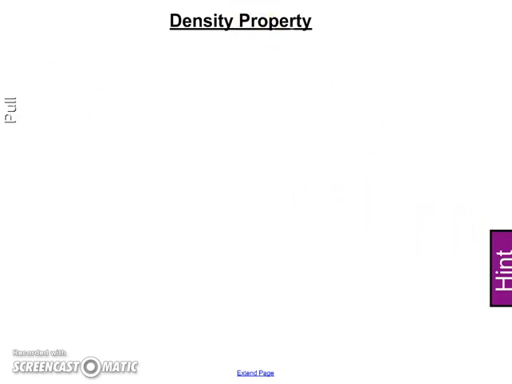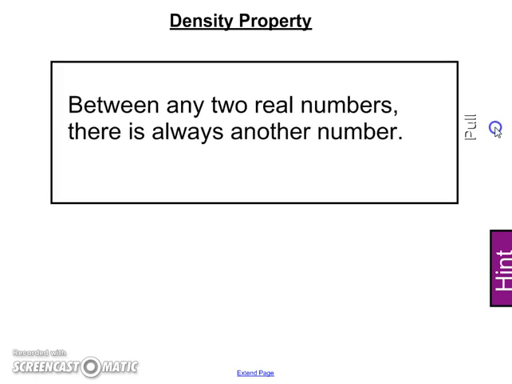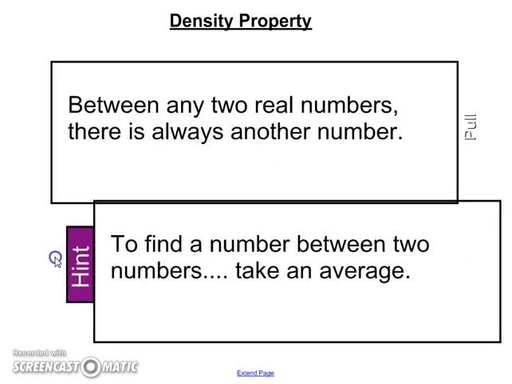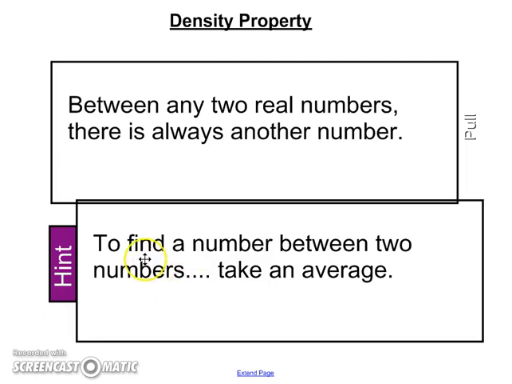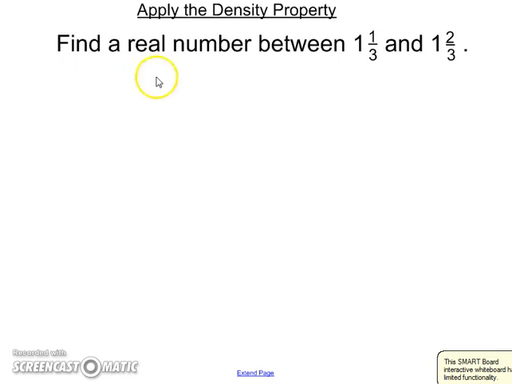Now we also have to talk about the thing called the density property. And that is that between any two real numbers, there is always another number. Okay? And so if you're ever stuck trying to find a number that falls between two others, take an average. If you add them together and divide by 2, that will find the middle. Then you can even go to the middle of those and the middle of those, and you can always find a number between two other numbers using the density property.